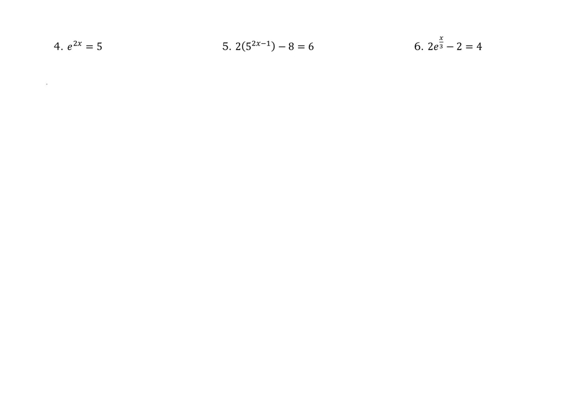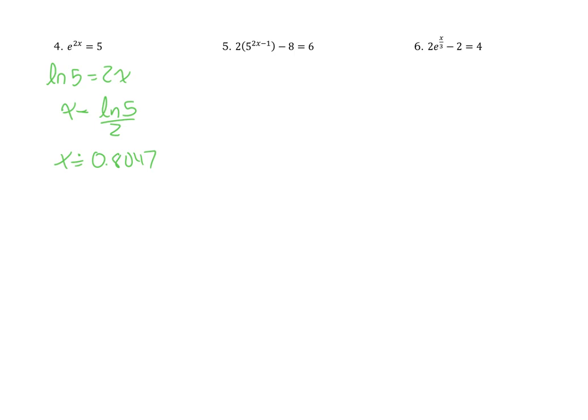Okay, now I've got exponential, and it's already isolated, so I'm going to go straight to log. Remember, a base of e is the natural log. The argument equals 2x. Now I'm going to divide by the 2, so ln 5 divided by 2. So x is approximately 0.8047.